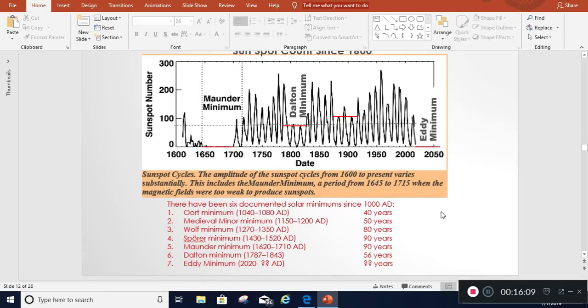All right, so I went and grabbed these solar minimums that I could find historically listed, and so we had from 1040 to 1080 AD, that was 40 years, 1150 to 1200, 50 years, 1270 to 1350, and these are in front of this chart over here. Spörer was 90 years, Maunder minimum was 90 years, Dalton minimum was 56 years, so the Eddy minimum is how many years? I don't know. If you look at the average of these things, but remember that first chart where it kept getting worse and worse, so we'll just have to see what happens.